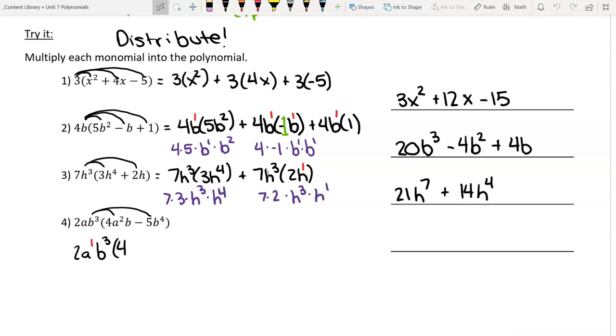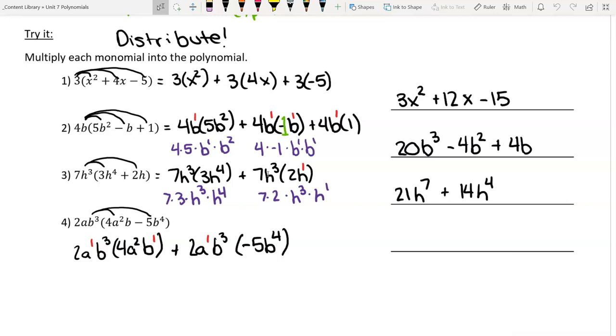b3 gets a 4a squared b1. And then plus, the 2a to the first, b3 also gets a negative 5b to the fourth. Notice there's no a in that one. We'll get to that in a second, like how to handle that. So I'm going to do the purple part on this one just because there's a's and b's, so that can get kind of confusing. But if you take the time to reorder, it's going to help you keep things organized.